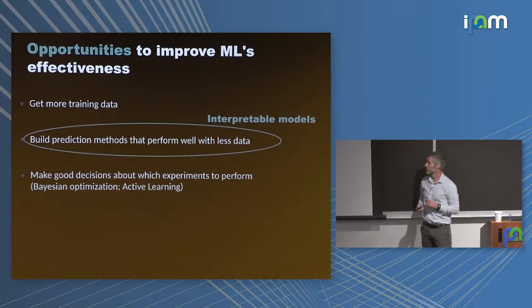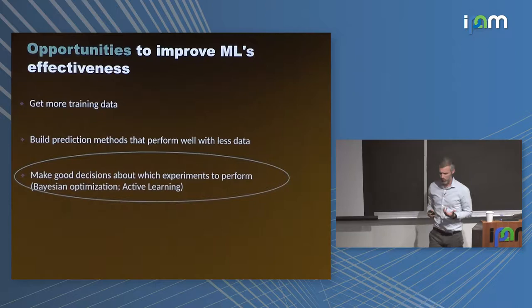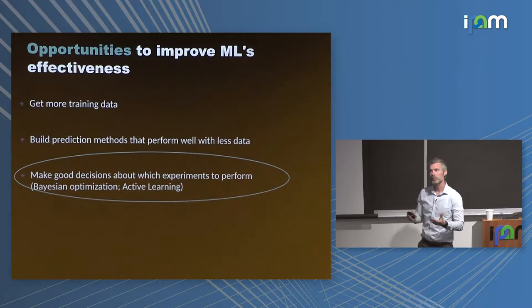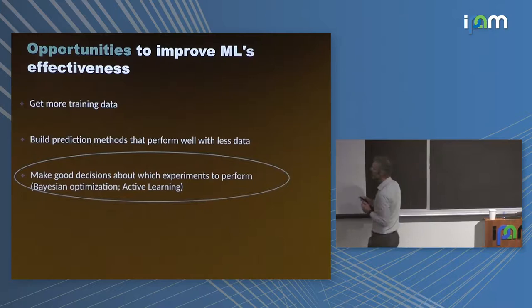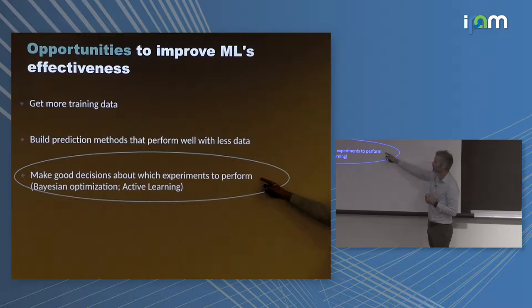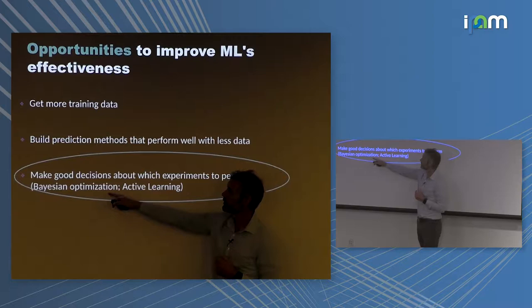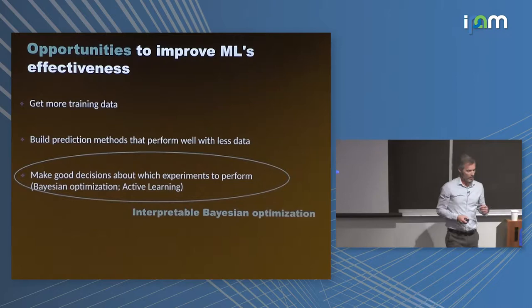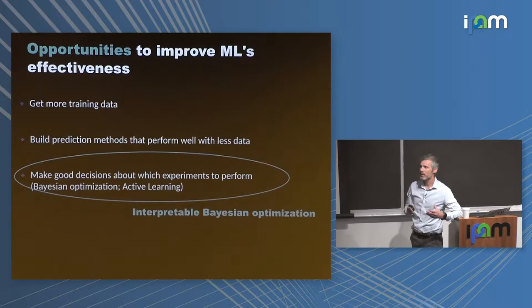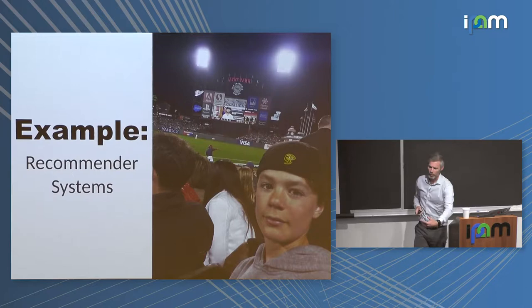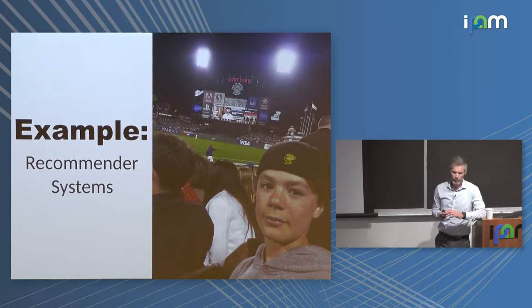And then the third opportunity, which is the core of the technical thing that I work on, and my goal is to articulate the value of doing this to you in this talk, is to make better decisions about which experiments to perform using ideas that Andrew talked about yesterday from Bayesian optimization and active learning. So I'll describe one particular method for doing this, and I'll argue that actually this method is also interpretable in a sense.